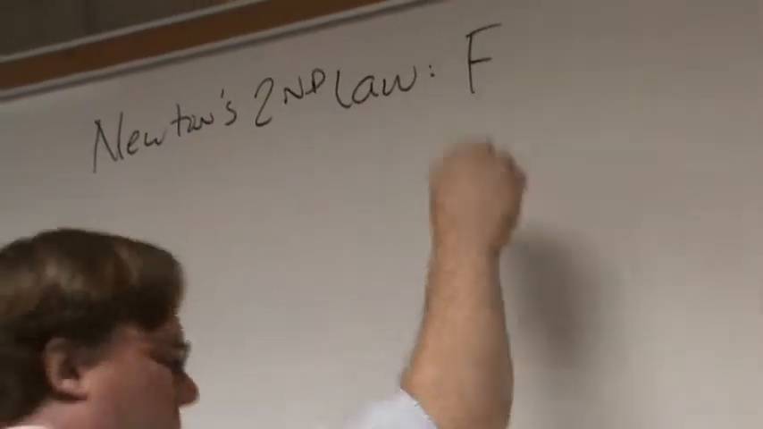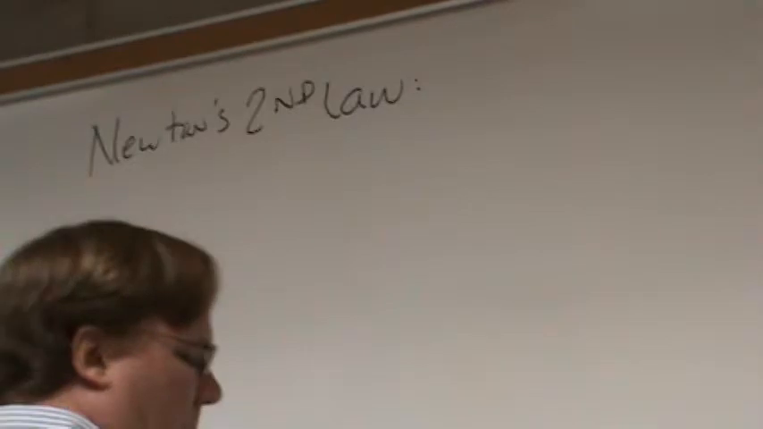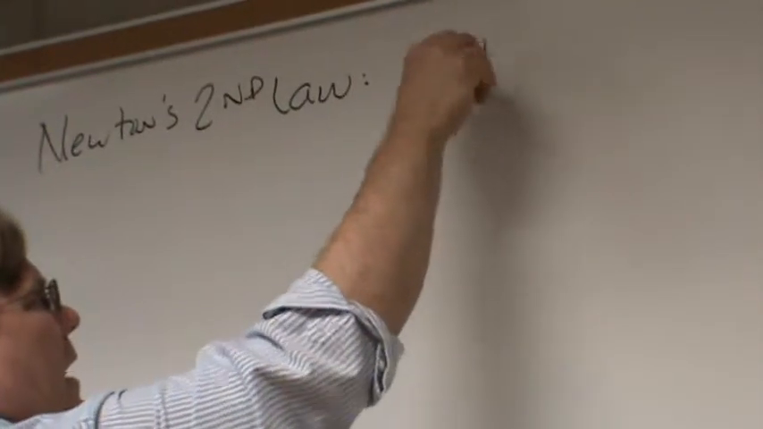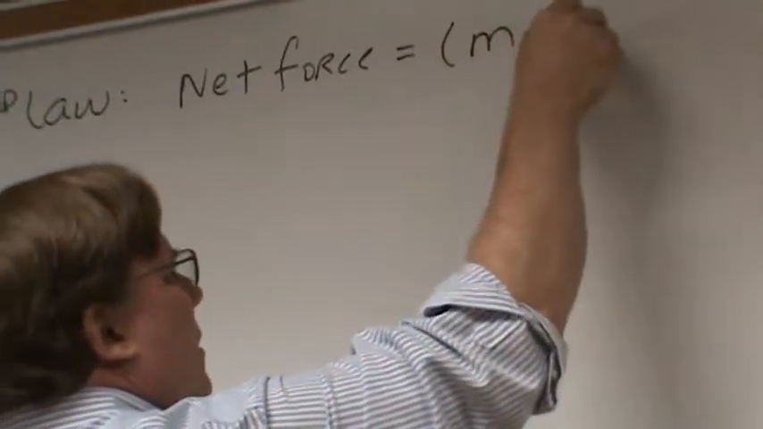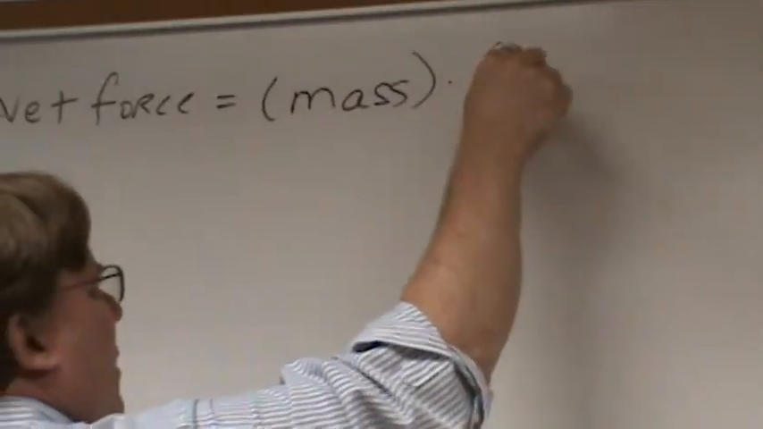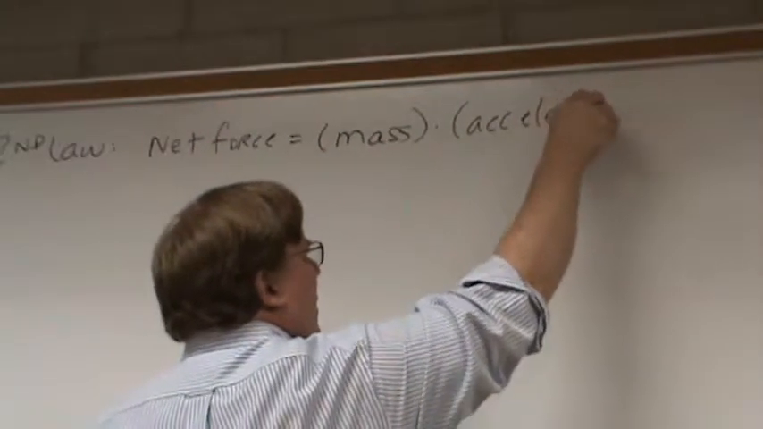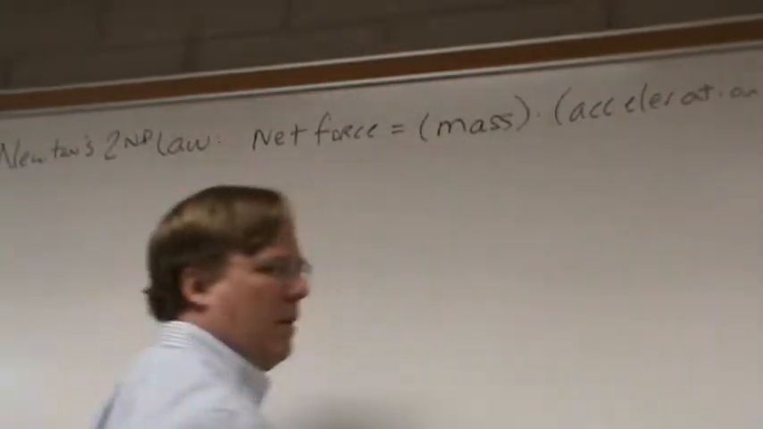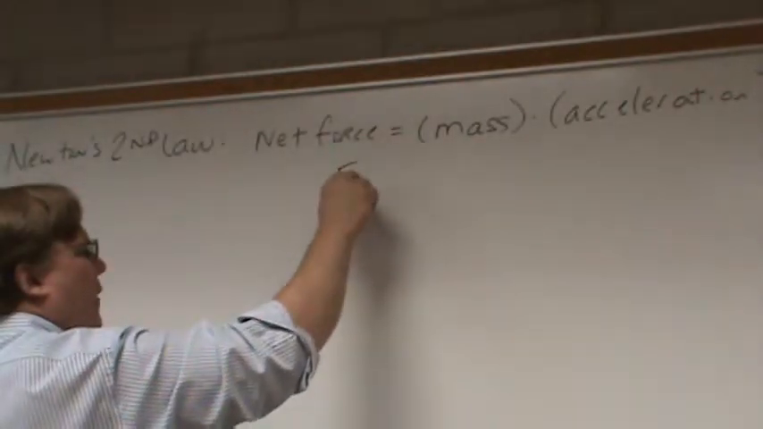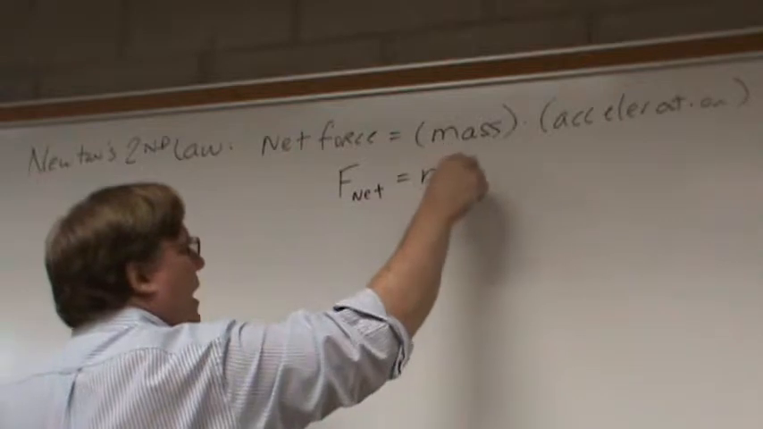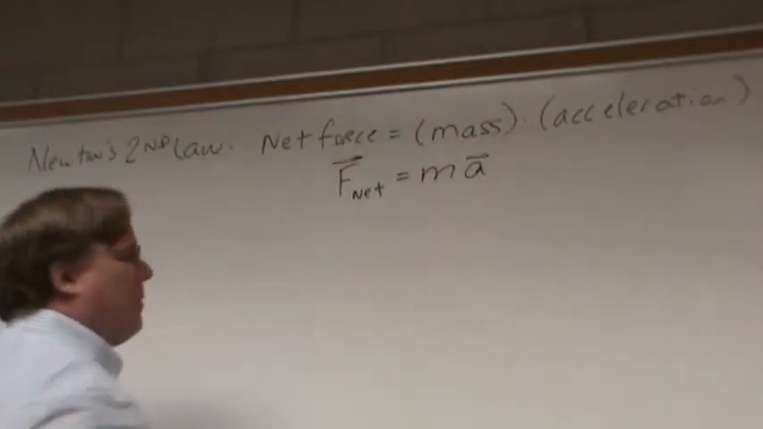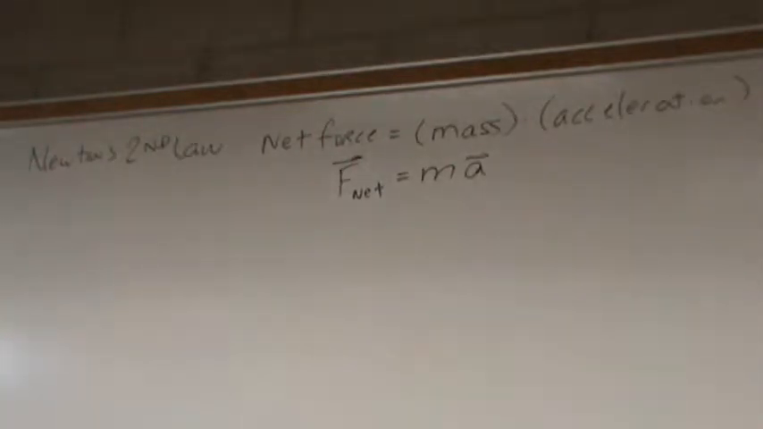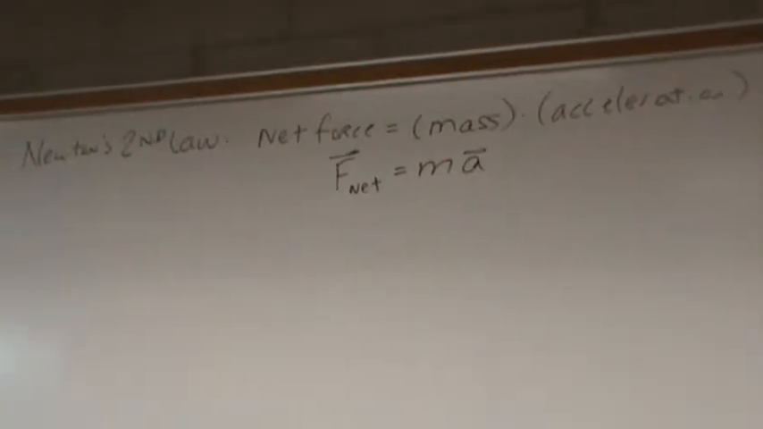Newton's second law of motion says net force equals mass times acceleration. There it is. If you want to have it in symbols, F sub net equals ma. And the force is a vector and the acceleration is a vector. So I'm going to put the little vector symbols on them. Alrighty.